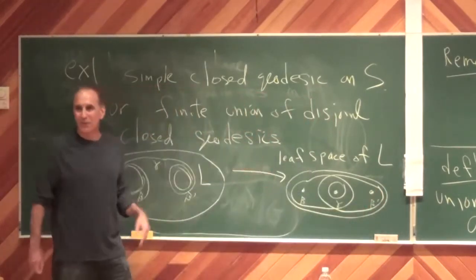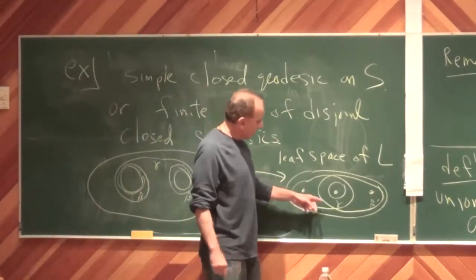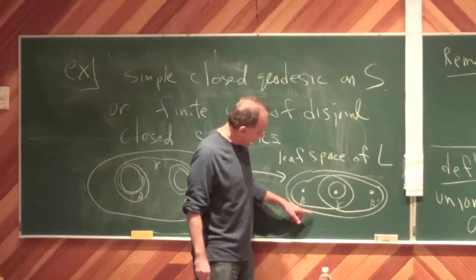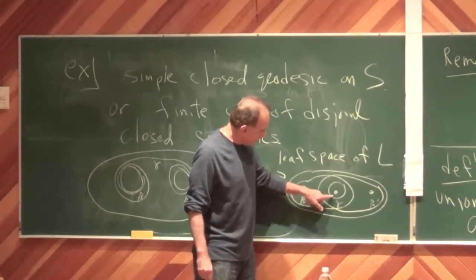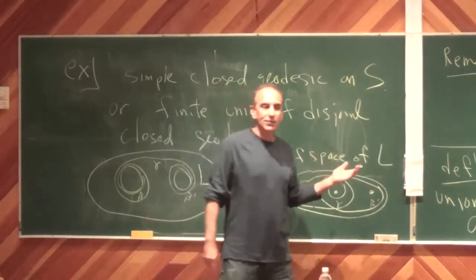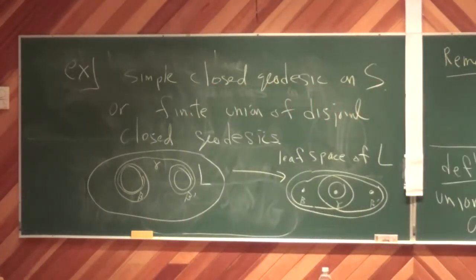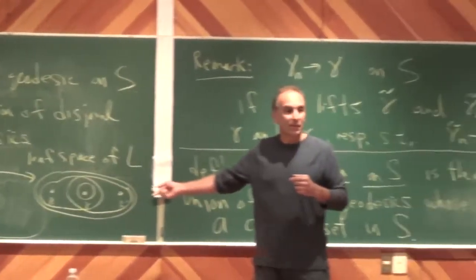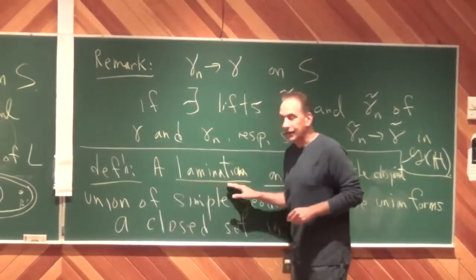So I'll leave this to you if you want to play with this. So how many open sets are there? 1, 2, 3, 4, and the empty set. 5 open sets in this topology. Okay. Highly non-Hausdorff. Even on this, at the lamination level.